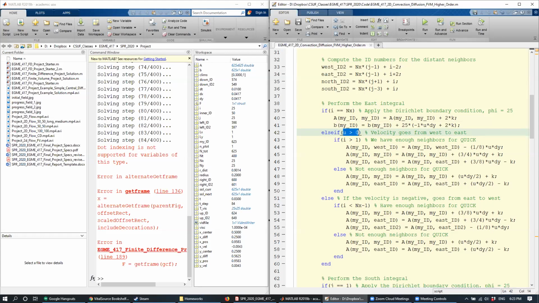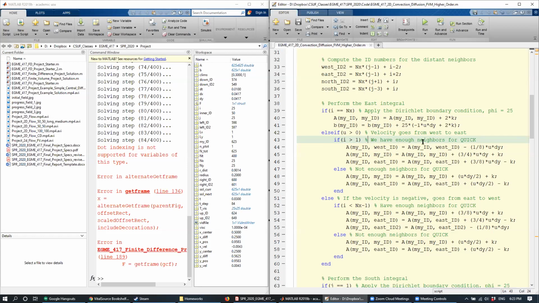Now that we've checked that our velocity is greater than 0, we need to check if we have enough neighbors. In this case, having enough neighbors means that I is greater than 1. This tells us that we have a neighbor on the west, because version 1 of this involves our west neighbor. The only case where we wouldn't have a west neighbor is if I is equal to 1. That means we're totally on the west boundary. So if I is greater than 1, we have at least one west neighbor, so that's good.